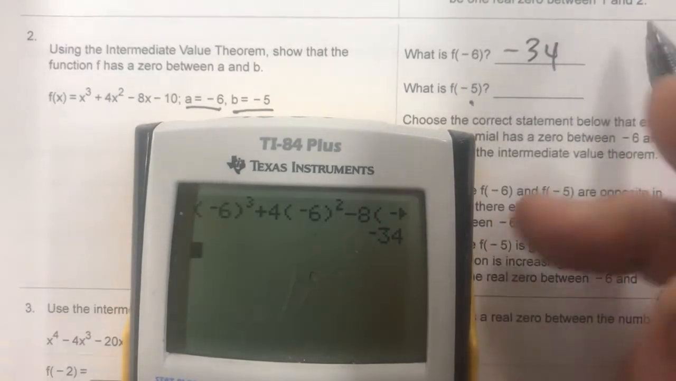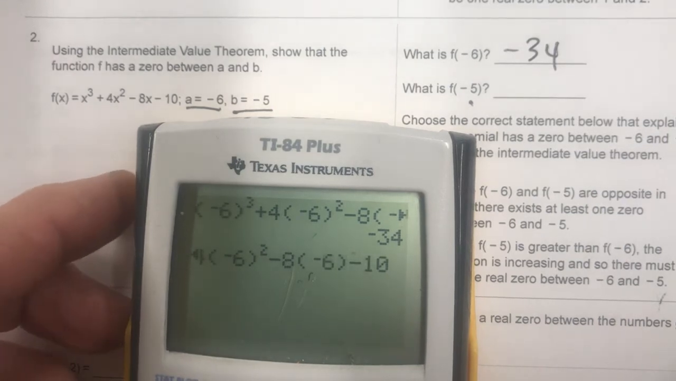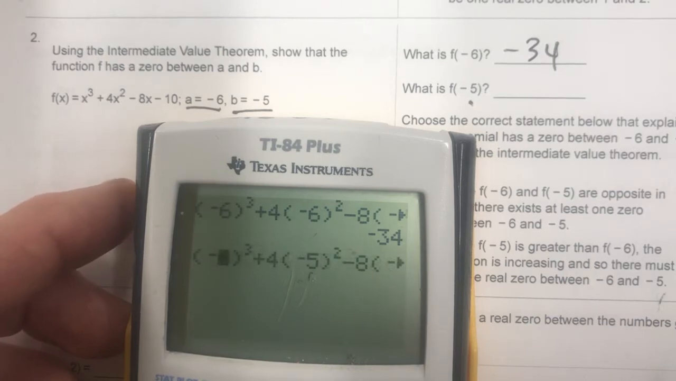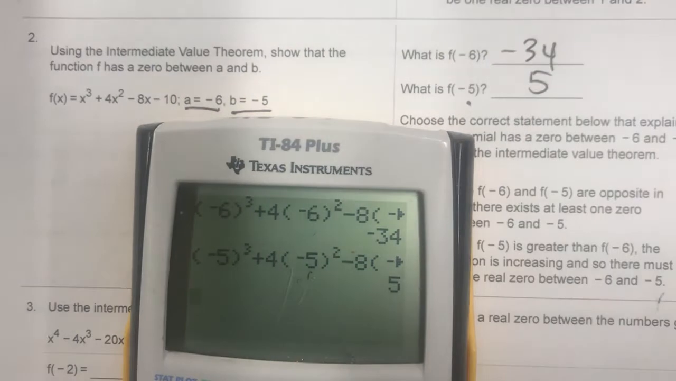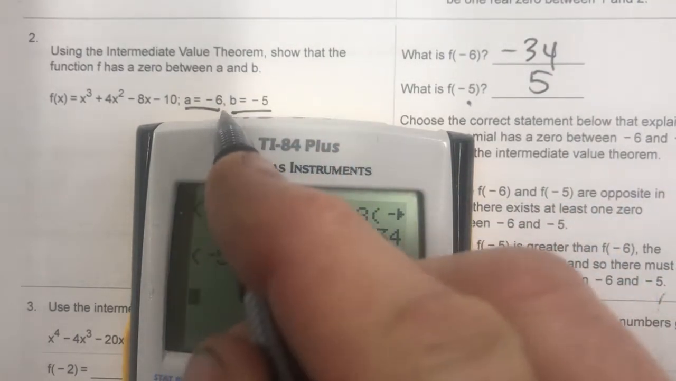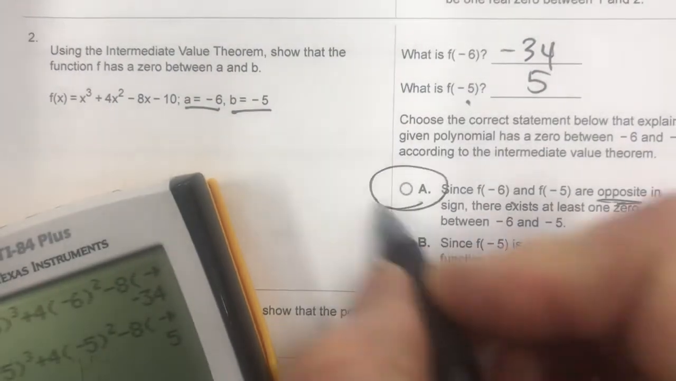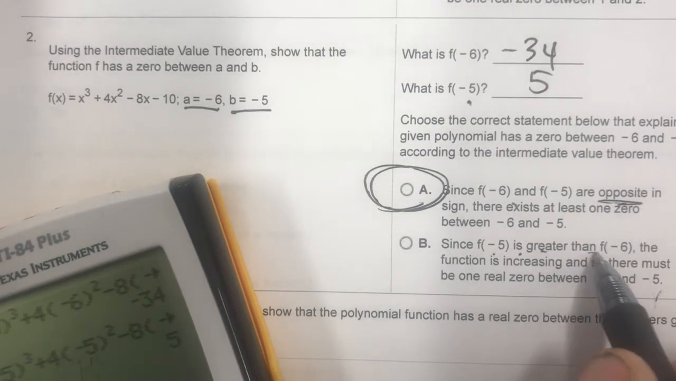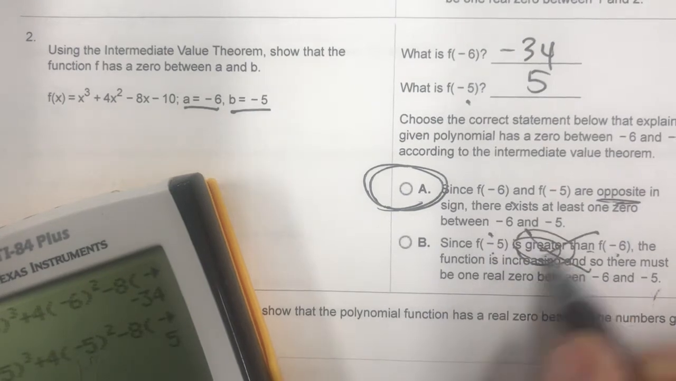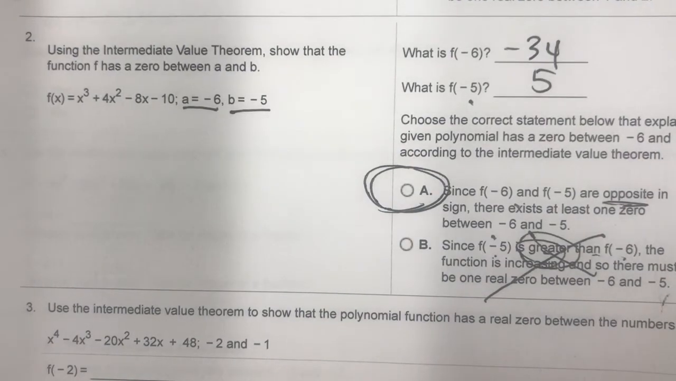What do I get when I put -5 in? Well, I'm going to just go back to my equation up here in my calculator. I'm going to change those 6's to 5's. Look at that, I get a +5. And these are opposites, which means there's got to be a 0 between -6 and -5. Since f of -5 is greater than f of -6, not because it's greater, no, it's because they're opposites. And I think that's all we're doing on this.